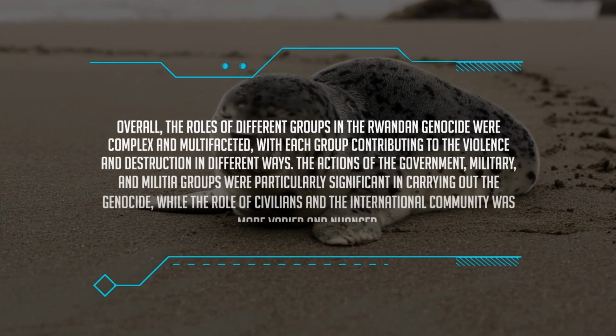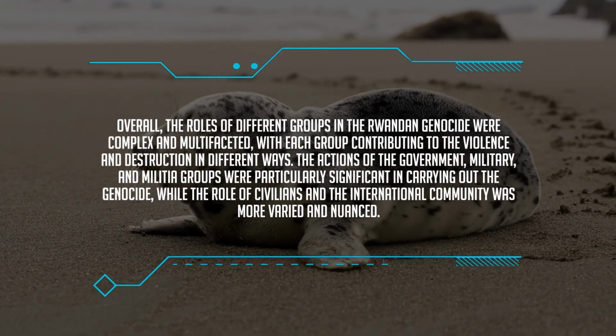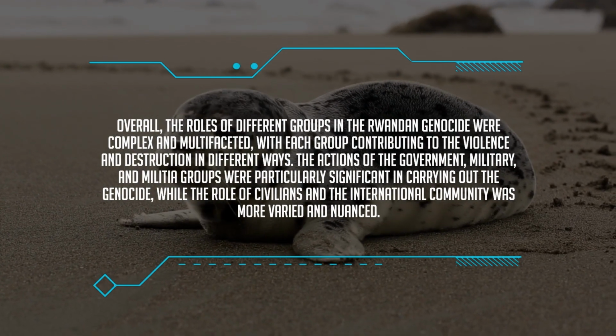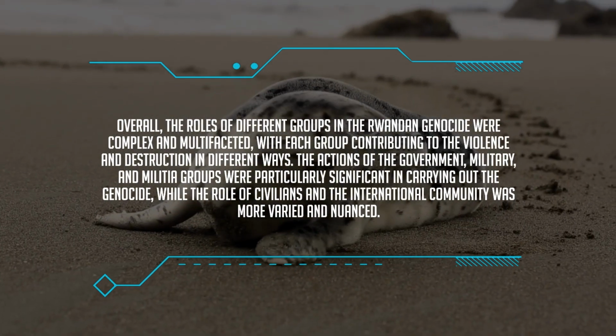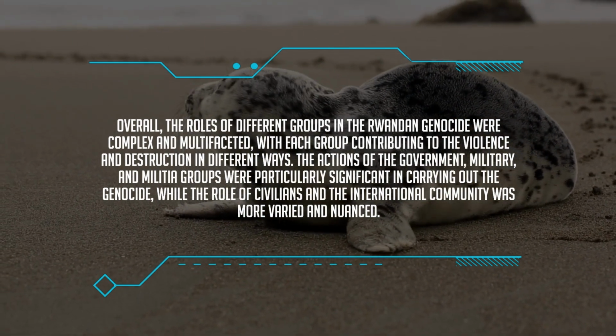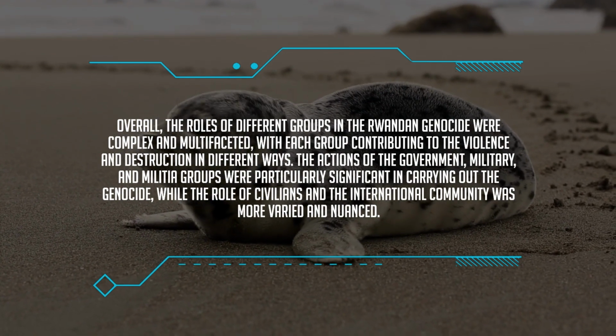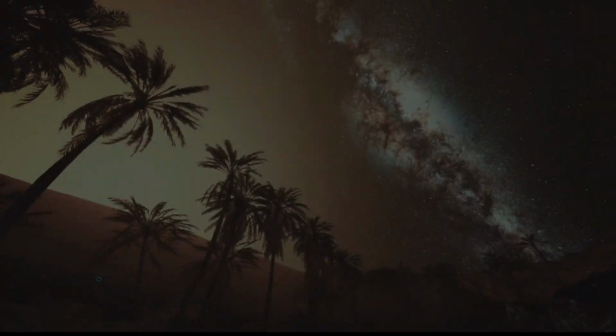Overall, the roles of different groups in the Rwandan genocide were complex and multifaceted, with each group contributing to the violence and destruction in different ways. The actions of the government, military, and militia groups were particularly significant in carrying out the genocide, while the role of civilians and the international community was more varied and nuanced.